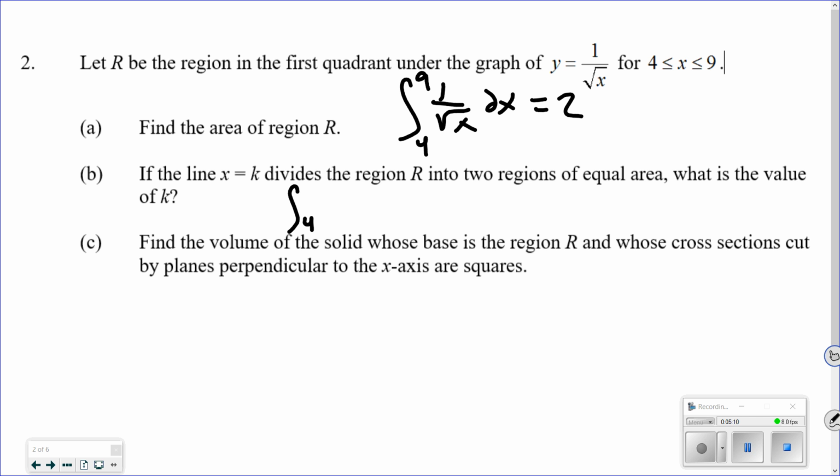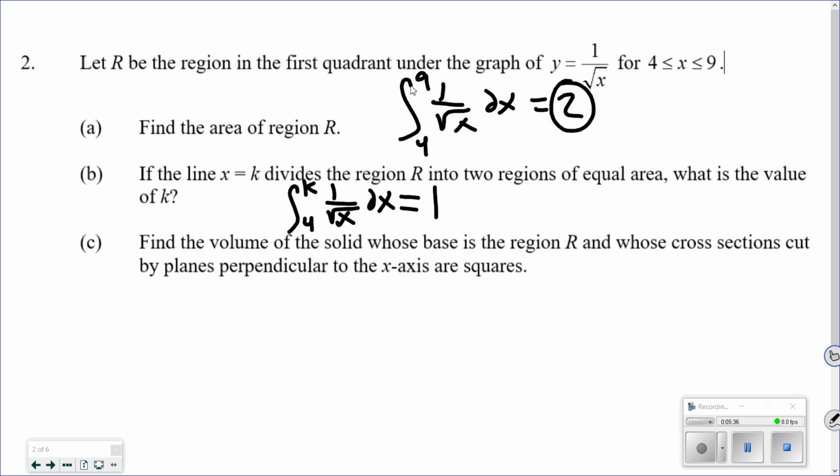So what you're picturing here is, instead of going from 4 to 9, we're going to go from 4 to k. You have that line x equals k that's splitting it in half. And I have to integrate 1 over the square root of x dx. And when I get my answer, it has to equal half of the area of R. Well, the area of R from part A came out to be 2. So that's got to equal 1 right there.